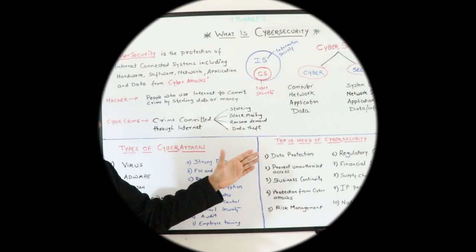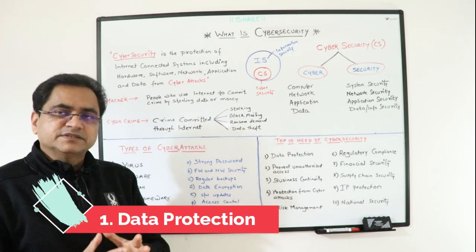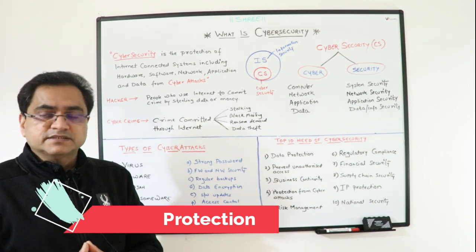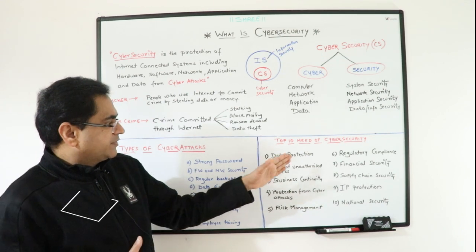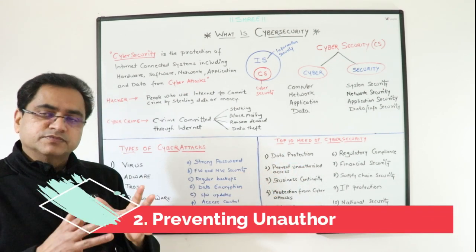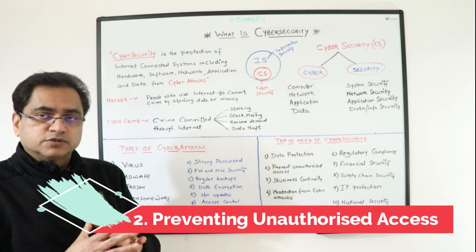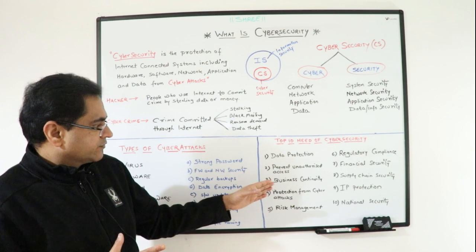So now let's see what are the top 10 needs of cybersecurity, starting with data protection. Here, safeguarding your business-critical and sensitive information from unauthorized access, ensuring confidentiality and integrity. Then comes preventing unauthorized access, so controlling and monitoring access to your system and data to prevent unauthorized use or manipulation of your data.